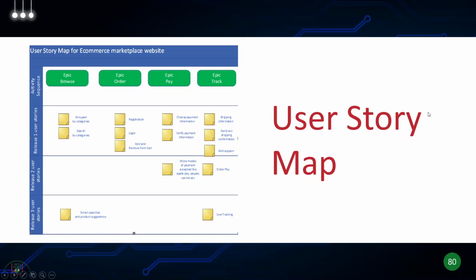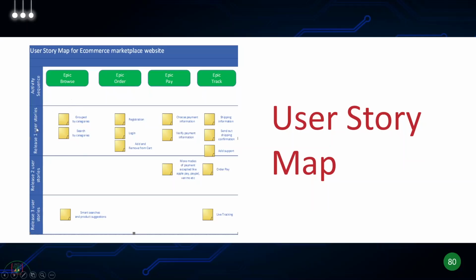And then similarly, you can also have a user story map. You can have some swim lanes. You can have UML diagrams that show how the epics can be broken down into user stories and tasks. So for instance, I have this user story map for an e-commerce marketplace website. I can have an activity sequence where I can have epics: browse, order, pay, track. These are all different epics. And they are a group of user stories.